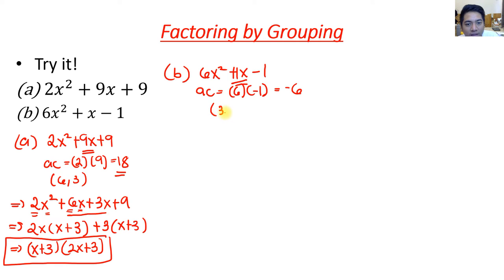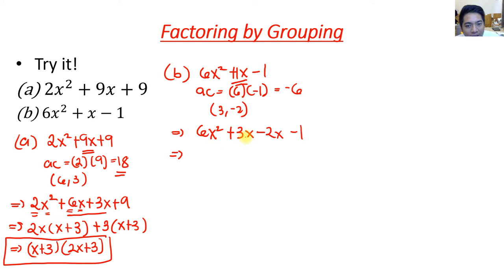So, shall we try 3 and negative 2? Because 3 times negative 2 is negative 6, but 3 plus negative 2 will be 1. So, that would be 6x squared plus 3x minus 2x minus 1. We just replaced the plus x here by 3x minus 2x, which is technically still x. So, factor it out by grouping.